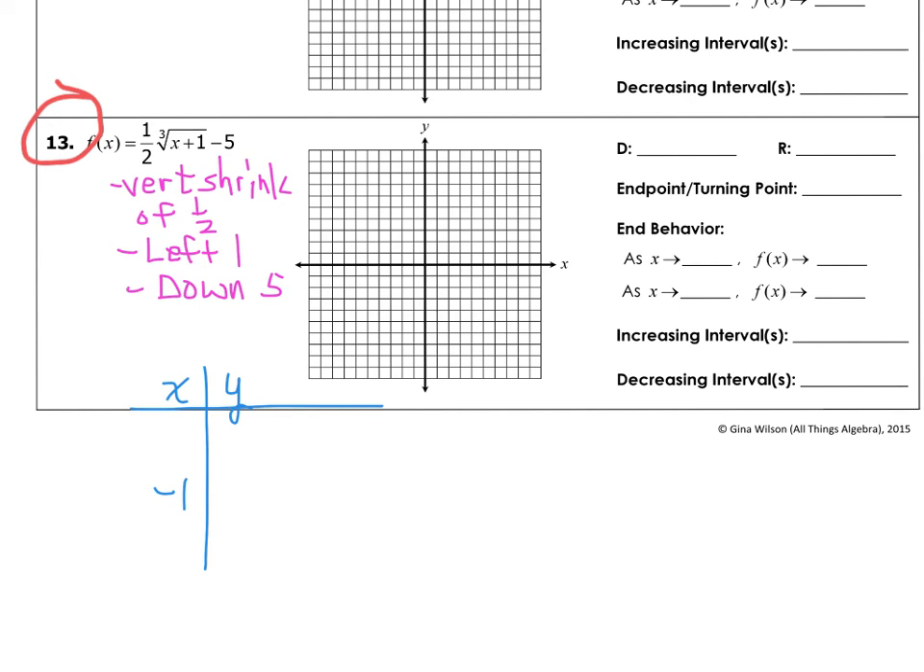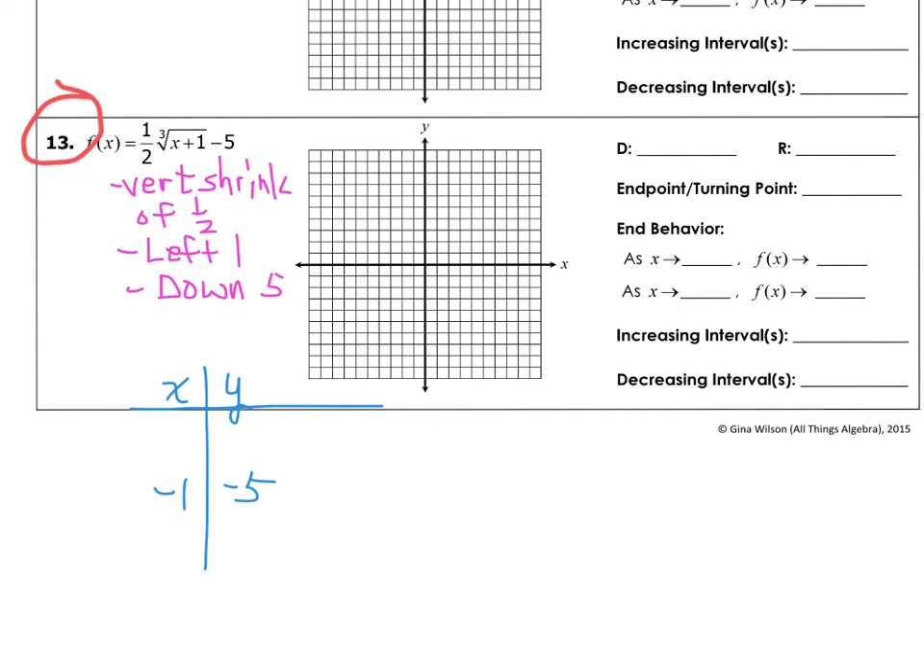Okay, so let's go ahead and finish that one out. So -1 + 1 is 0. Cube root of 0 is 0. Times 1/2 is still 0 minus 5. So sure enough, that turning point is going to be -1, -5.